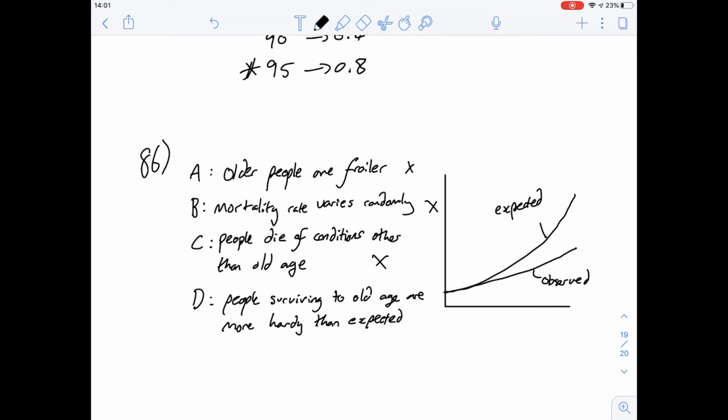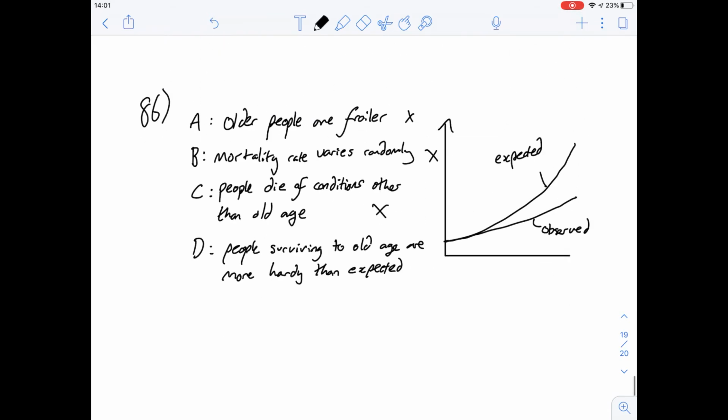It says people surviving to old age are more hardy than expected, and that's exactly what this shows. The mortality rate, which is measured on the y-axis here, shows that people are living longer than would be expected if they were following this Gompertz's law. And so people surviving to old age are more hardy than expected, which does seem to be indicated in the graph. So the answer for this one is going to be D. So that's questions 85 and 86 of section 3.